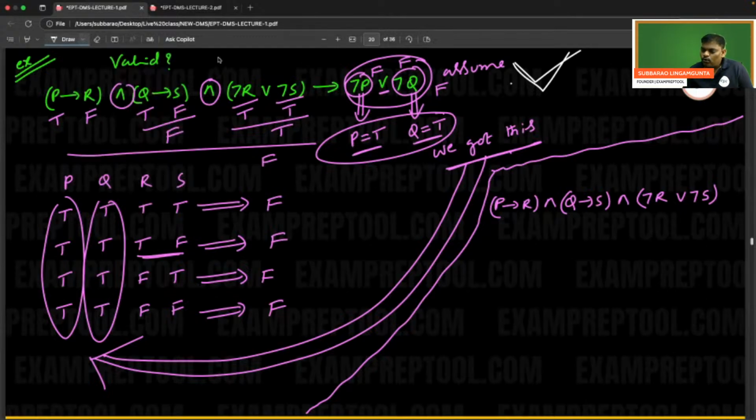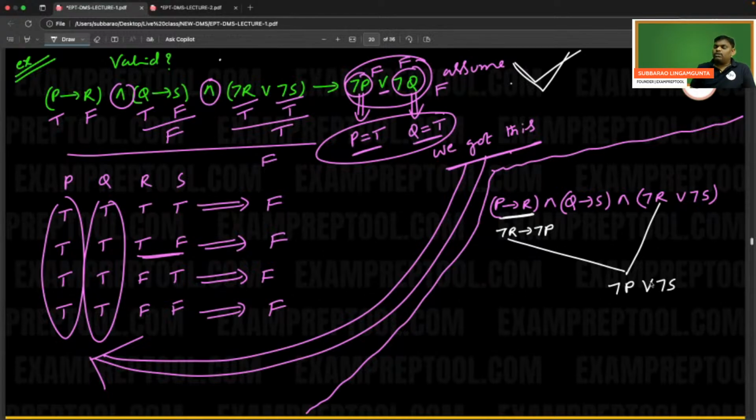Yeah. So I think this can be written as, understand this one, this can also be written, negation R implies negation P. So negation R both cancel. So left out part is going to be negation P R negation S. Negation R implies negation R, both are cancel. This one, that one cancel. Check.